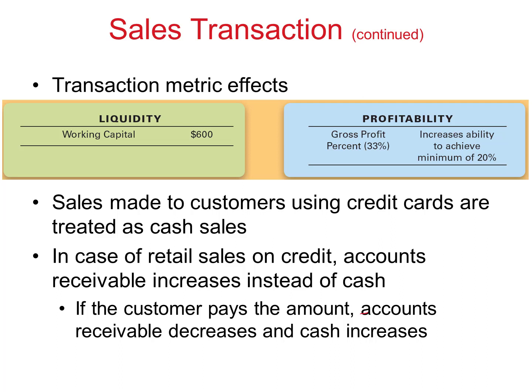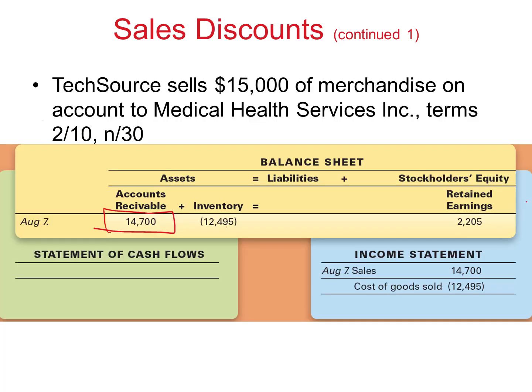The gross profit percentage is 33%. Gross profit percentage is a key metric retailers track, and the gross profit percentage is simply the gross profit, in this case $600, divided by the sales price, which is $1,800. We had originally talked about purchase discounts. Let's now look at the same type of transaction, but from the perspective of the seller.